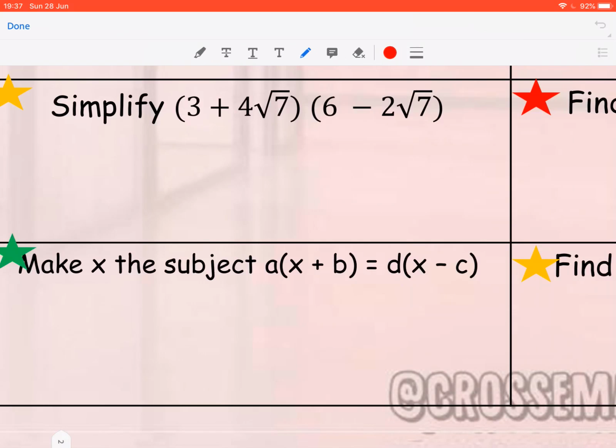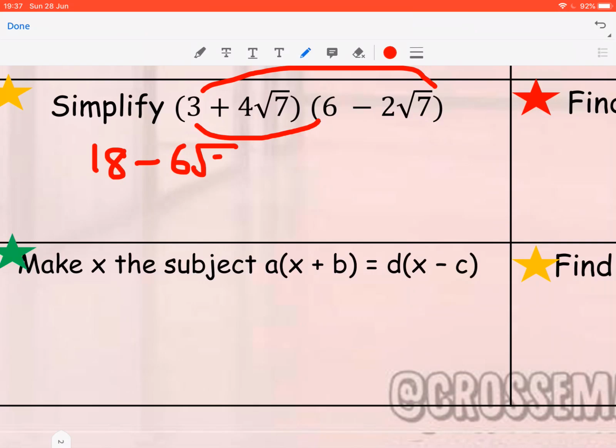Simplify inserts. Okay, this is just expanding using FOIL. If I times my first two numbers by each other, 3 times 6 gives me 18. Then, if I times my outside edges, 3 times 2 root 7, you do the 3 times the 2, which is 6. So my answer is negative, because it's a negative 2, minus 6 root 7.